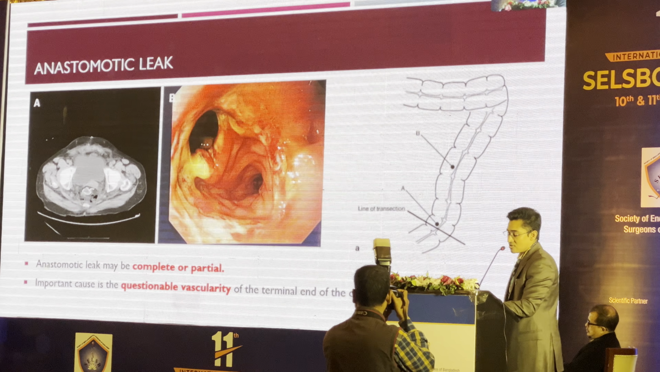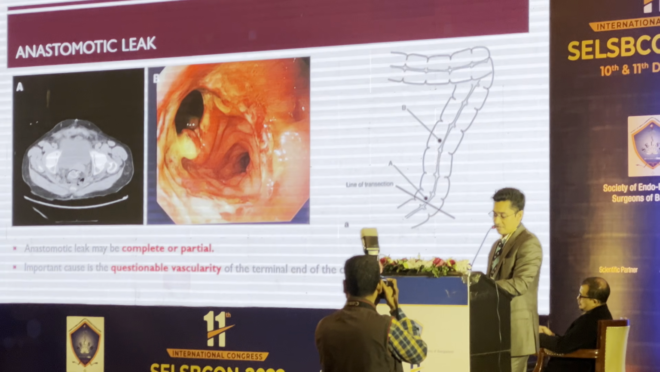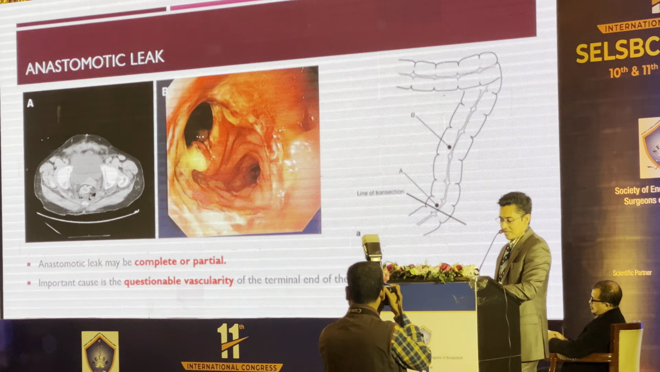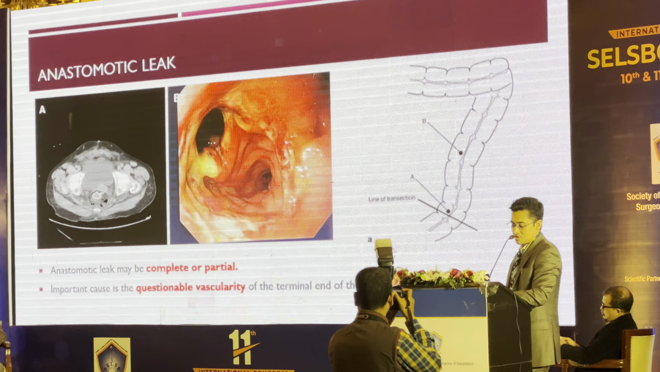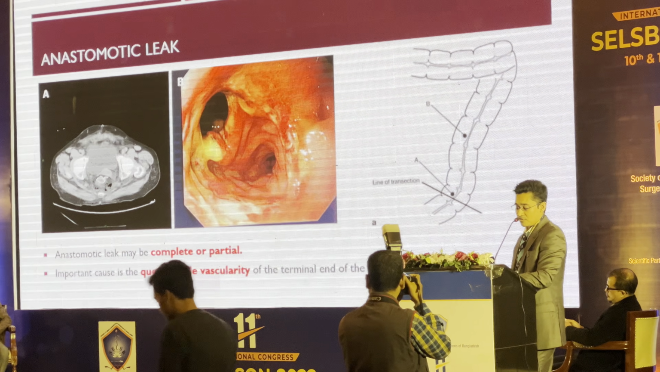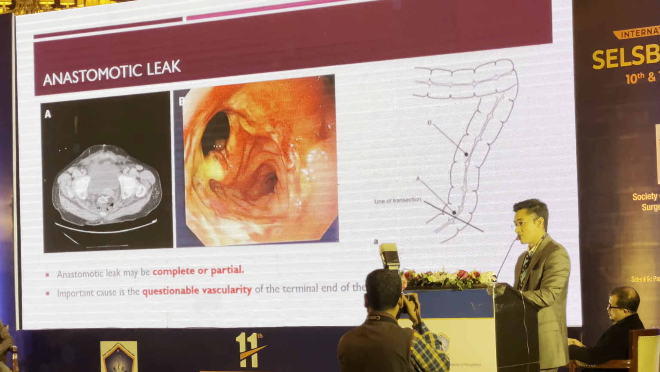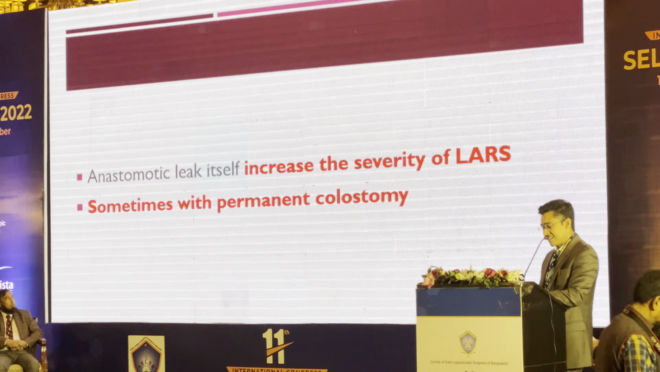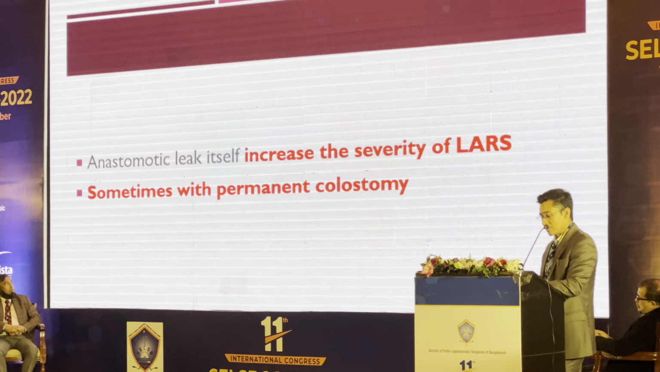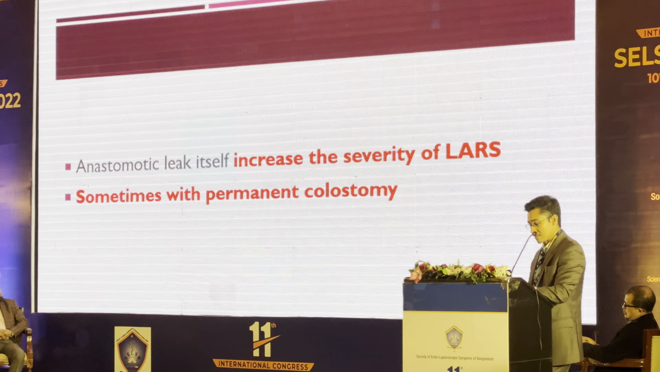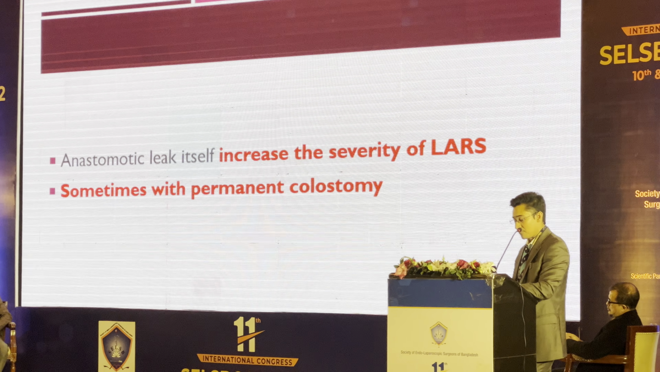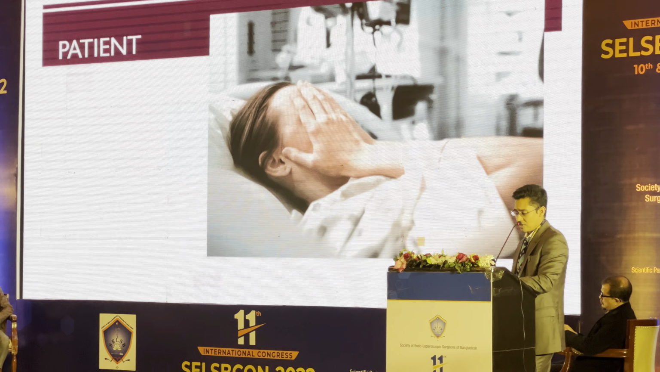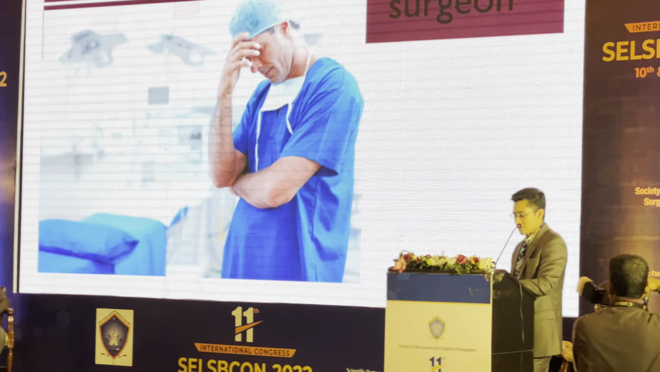And then comes the anastomotic leak, which of course can be complete or partial. But the most important cause of anastomotic leak is the questionable vascularity of the terminal end of the colon. And unfortunately, anastomotic leak itself increases the severity of the LARS, and sometimes the patient may have to have a permanent colostomy. This causes severe distress to the patient and also to the surgeons.